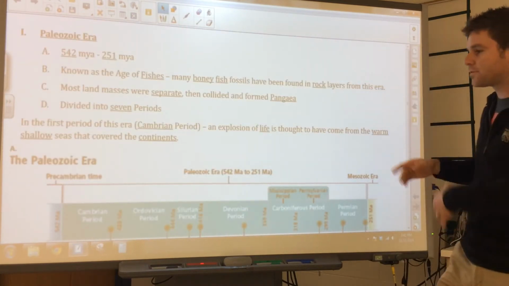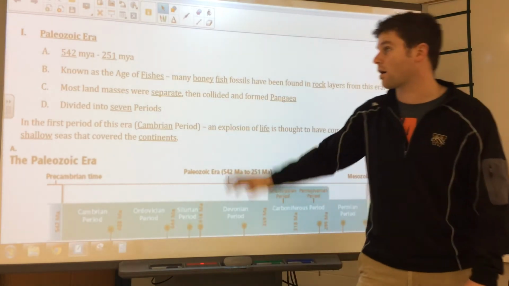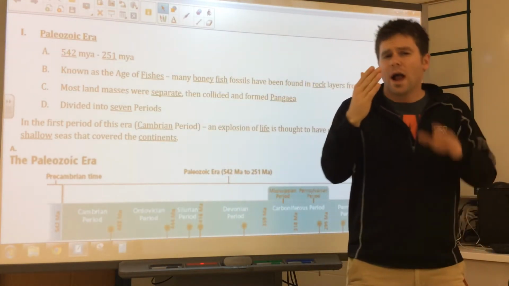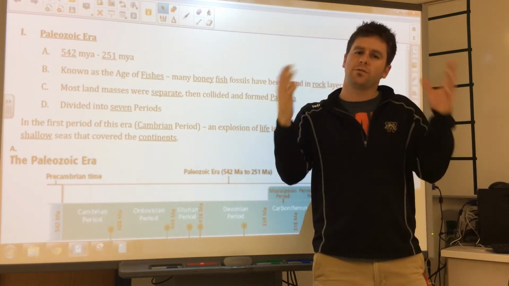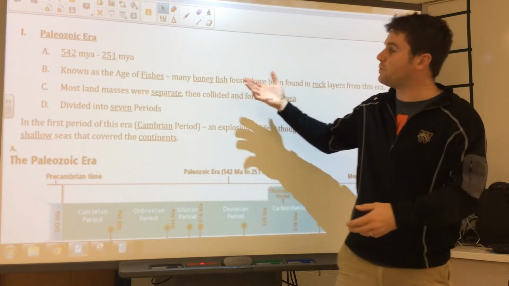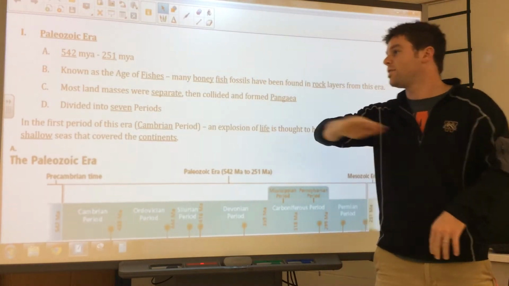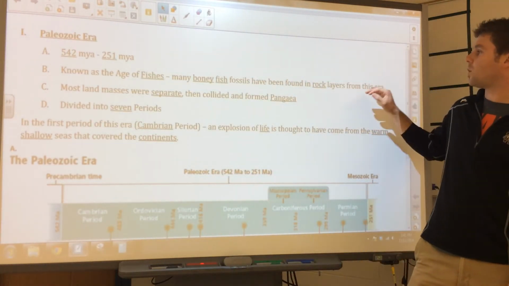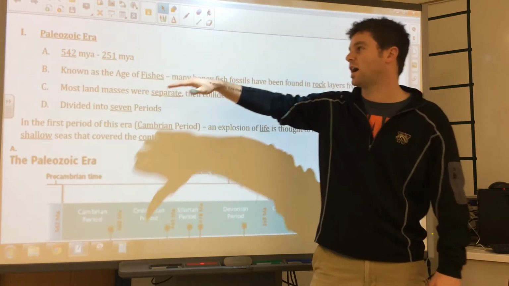We move on from the Precambrian time to the Paleozoic era. And the Paleozoic era is known as the age of fishes. So as those shelled organisms, the mollusks and the arthropods, started to evolve, some of them evolved into fish. Many bony fish fossils have been found in the rock layers that existed in the Paleozoic era, right? So it's known as the age of fishes because we saw lots of fish fossils.